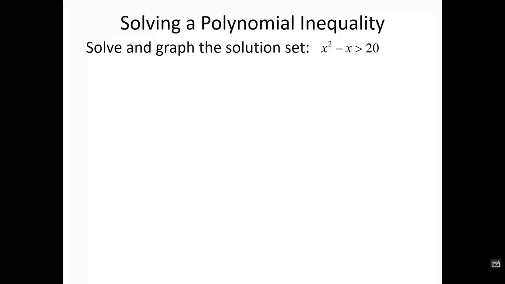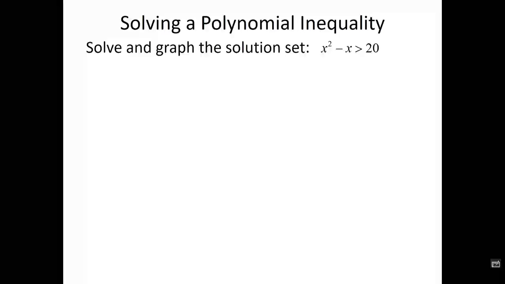So in this example, we want to solve the given polynomial inequality. We're going to solve and graph the solution set. The inequality is x squared minus x is greater than 20.